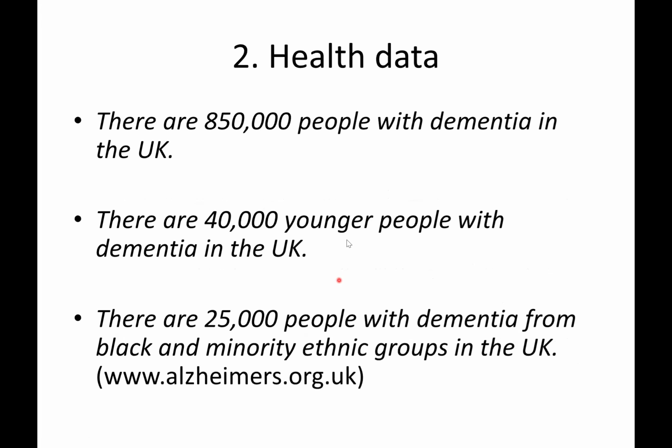The second question is health data. There are certain health data that appear like this. There are 0.8 million people with dementia in the UK currently. There are 40,000 younger people with dementia in the UK. There are 25,000 people with dementia from Black and minority ethnic groups in the UK. So this is health data.